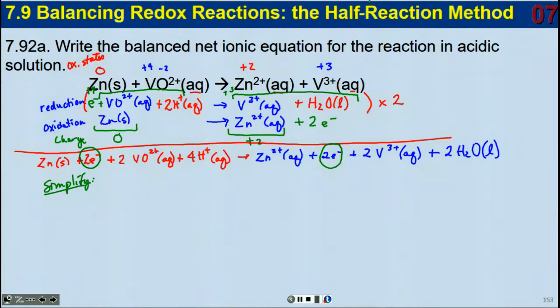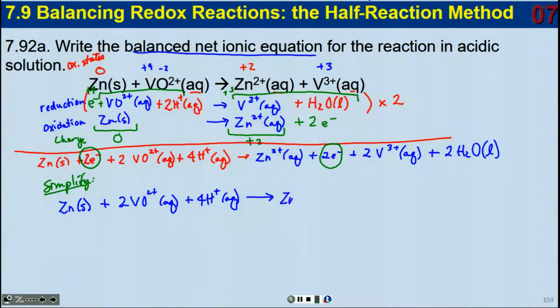So the net overall balanced net ionic equation here that shows everything in a complete fashion. Zinc solid reacts with 2 of this VO plus 2 cation that's aqueous, and 4 hydrogen ions are necessary for this reaction to come out balanced because the product is zinc 2 cation aqueous and 2 vanadium 3 ions aqueous and water twice, 2 H2O.